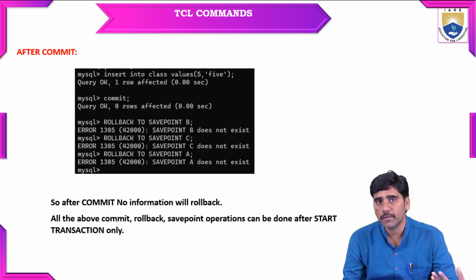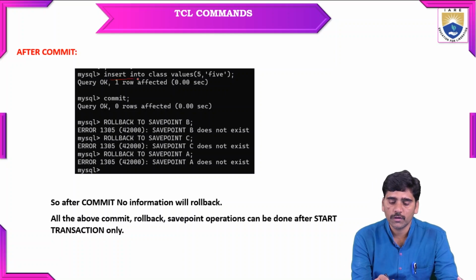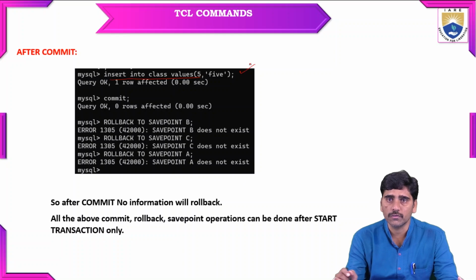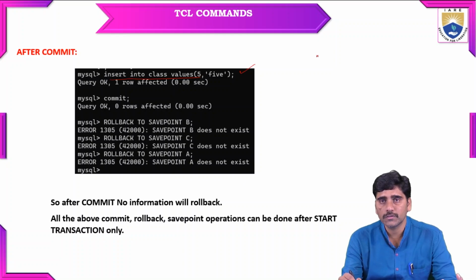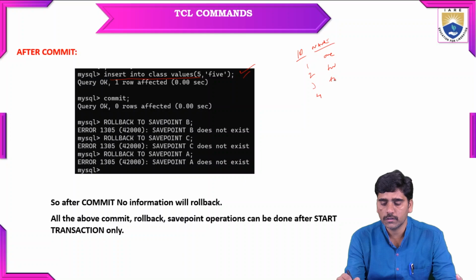So what will happen after the commit operation? I am trying to insert a fifth value: insert into class values 5. Already 4 values are inserted: ID, name, 1, 2, 3, 4, and one value is updated as Raj. So now the values are Raj, 2, 3, 4.